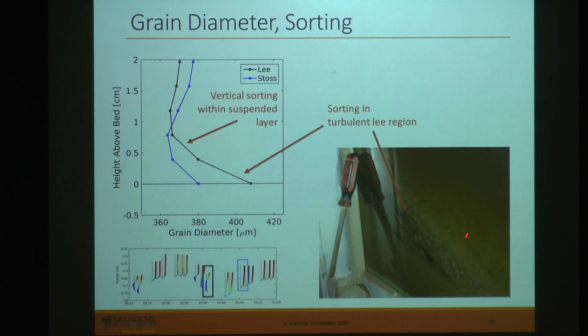So we saw that qualitatively in the field, just looking through the sidewall of the flume. You tend to get a lot of coarse sediment over the lee face, and you can see the more uniform and finer sediment that's, in this case, not active. But that would be more representative of what we saw over the Stoss face.